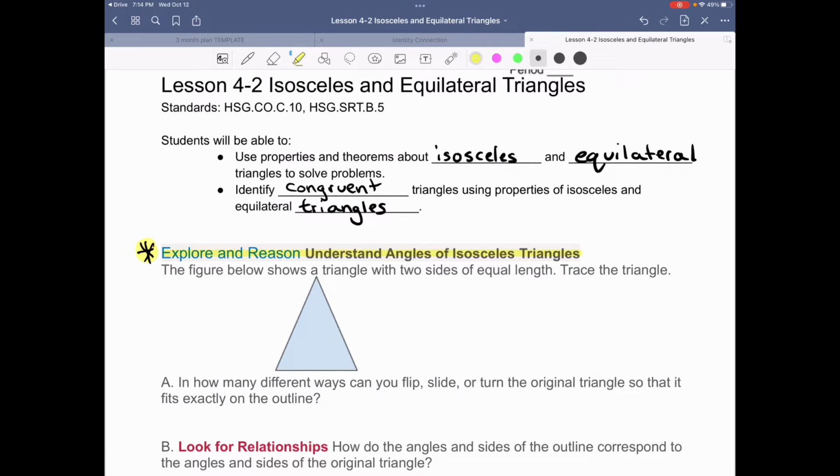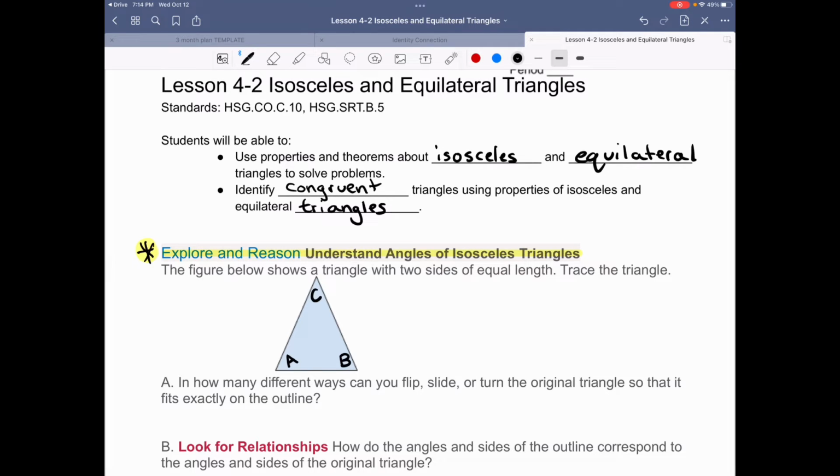The figure below shows a triangle with two sides of equal length. Trace the triangle. So you're going to get some tracing paper and you're going to trace this triangle. And as you're tracing it, I want you to label this angle A, this angle B, and this angle C. So that way you can see what's happening.